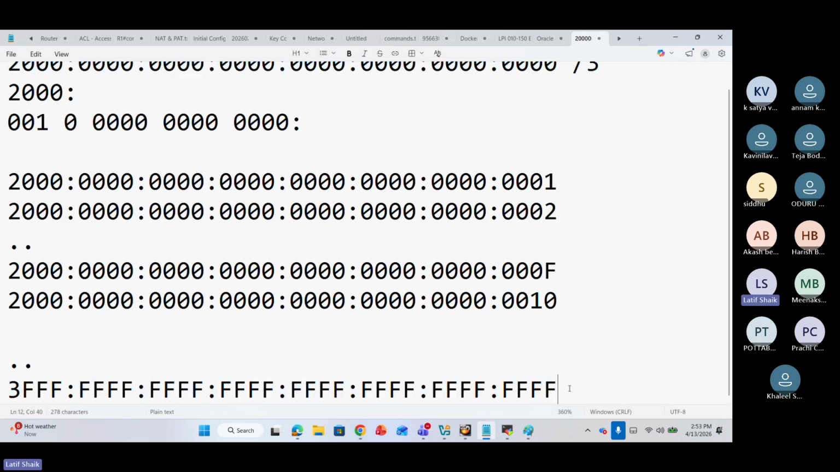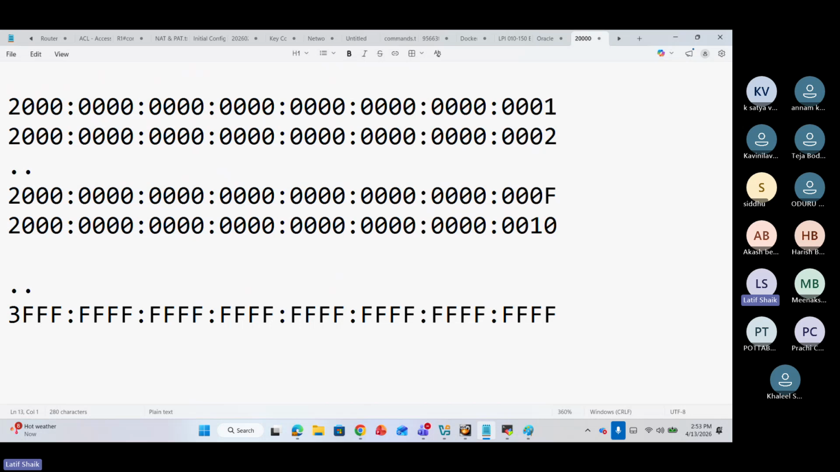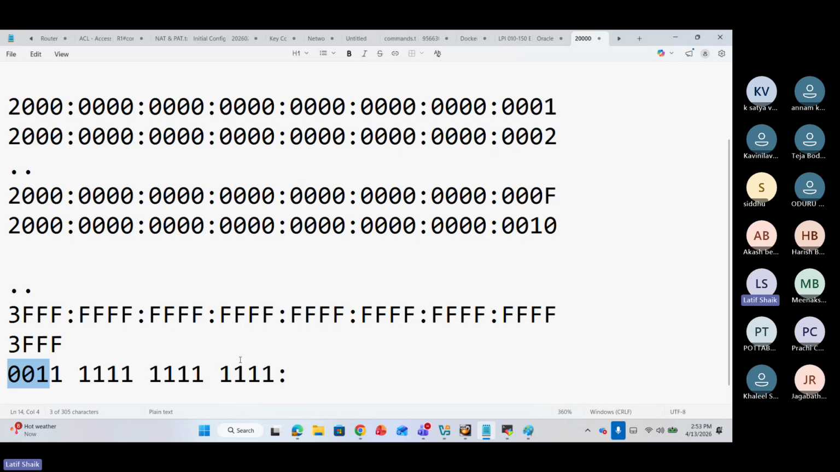If you take 3FFF and convert it into binary, like 0, 0, 1, 1, 1, 1, 1, 1, and so on, see this 0, 0, 1 is not changing. If you go to the next one, which is 4, that means 0, 1, 0, 0, so it changes. That's how it is.